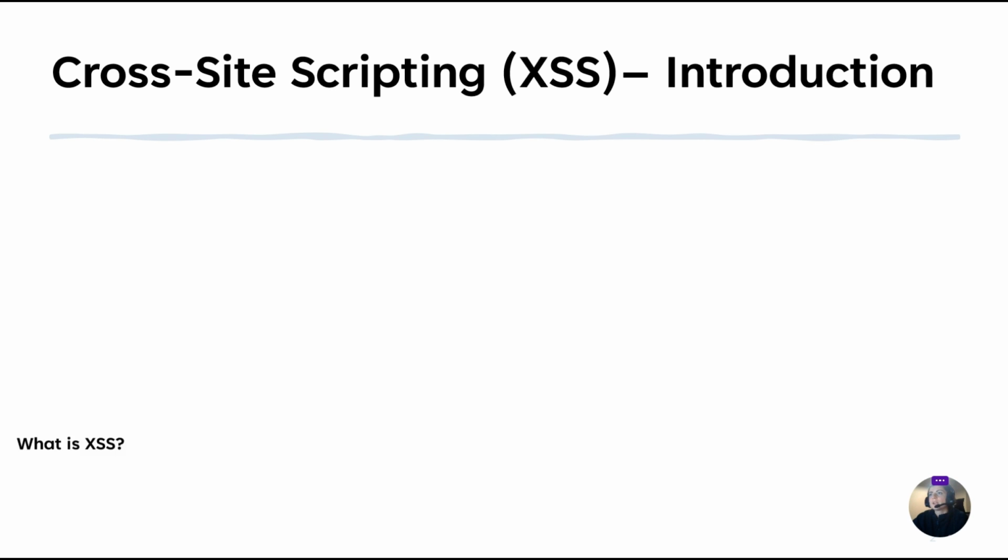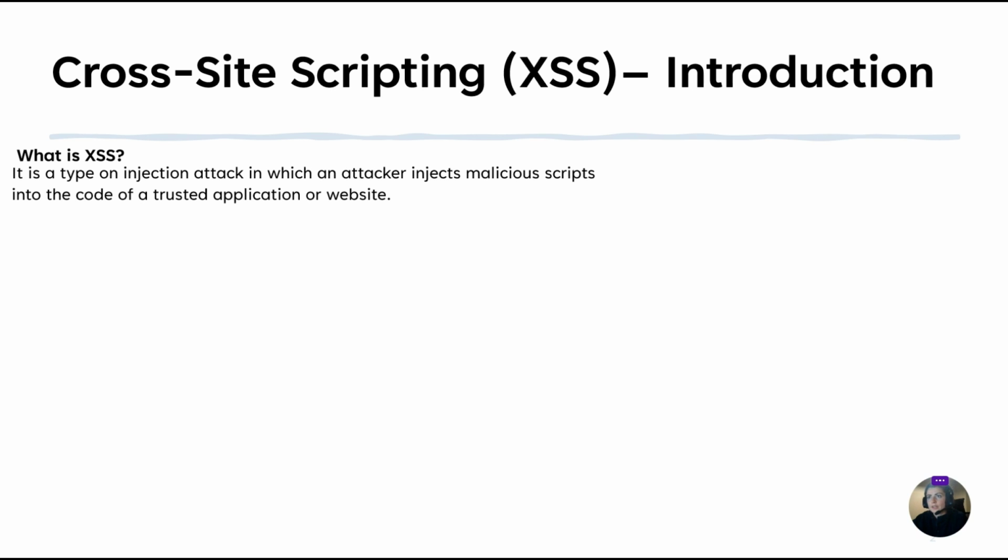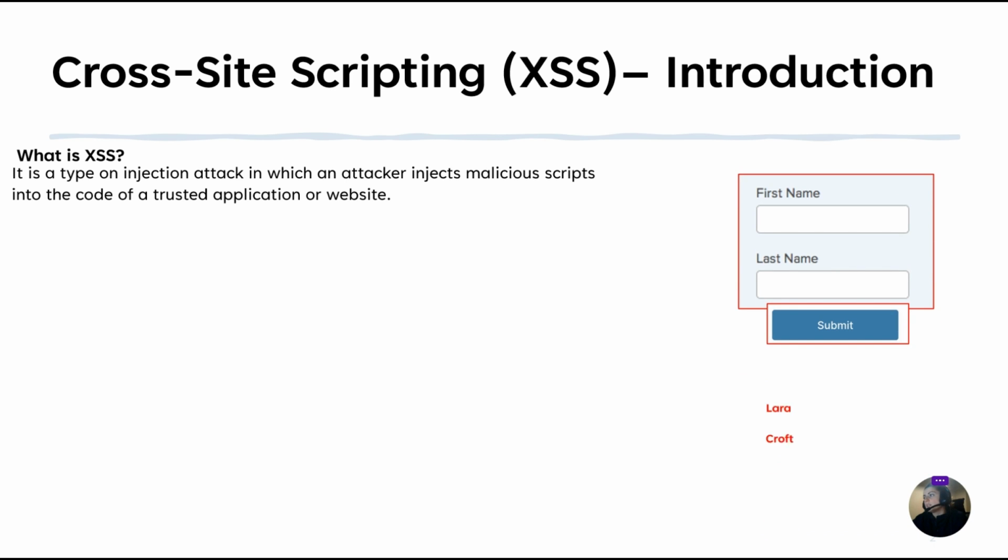Introduction. What is cross-site scripting? XSS is a type of injection attack in which an attacker injects malicious script into the code of a trusted application or website. Here we can see an example of legitimate usage of a login page where we add our name and we can basically submit and receive "Hello Lara."